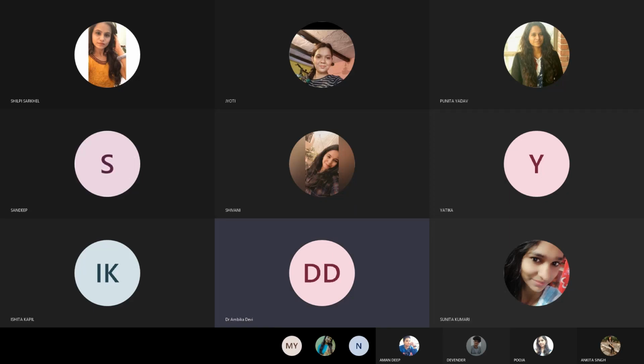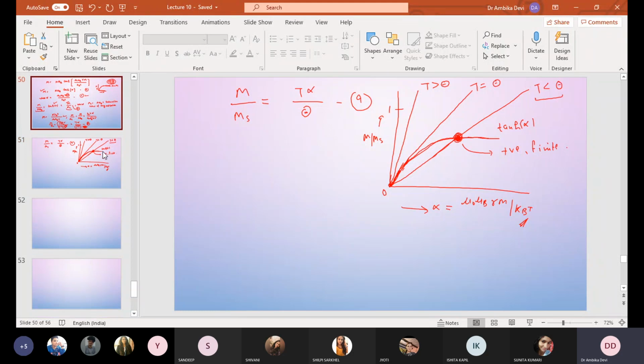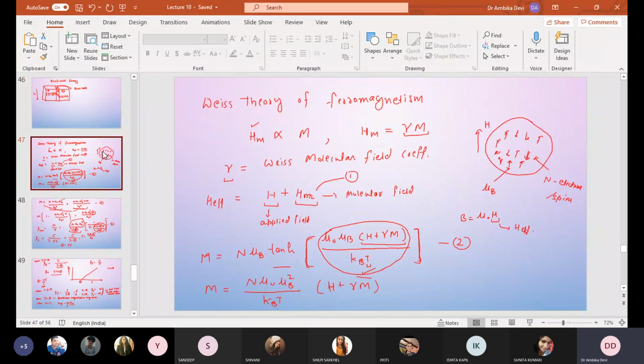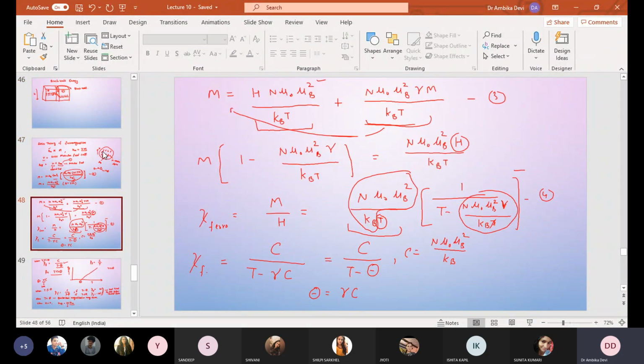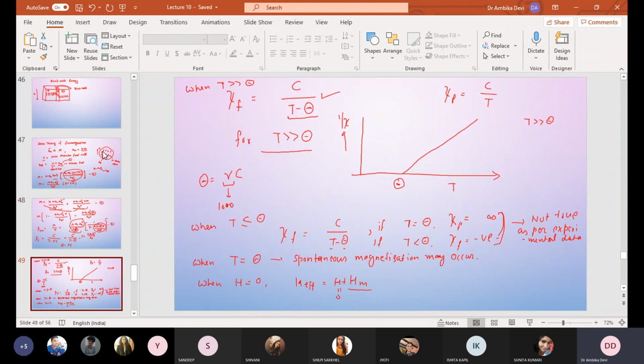Okay, so in the last lecture, we were discussing ferromagnetism, right? And we derived the expression for the ferromagnetic susceptibility, and you came to know that ferromagnetic susceptibility is given by the expression C upon T minus theta, where C is the Curie constant, T is the temperature, and theta is another constant whose value is equal to gamma into C.